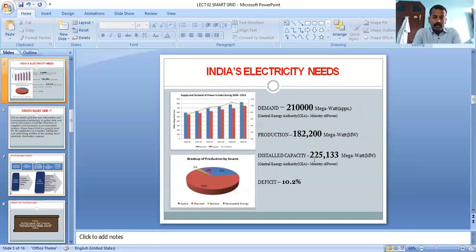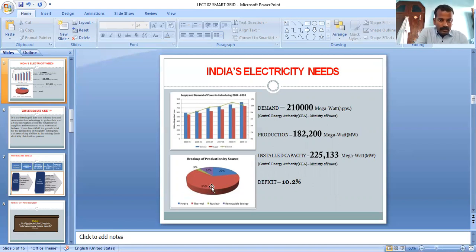was 2,25,133 megawatt. This means we can say that difference between the demand and production was about 10.2%, and it's known as deficit. Means our power system was lagging 10.2% power, which was required more at that time.